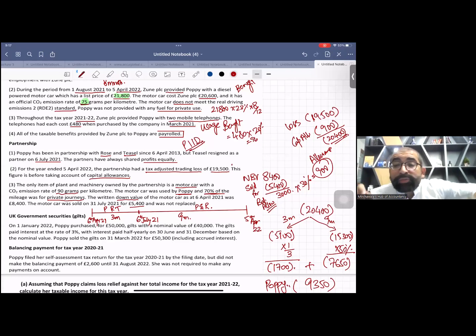This thing you have to do in this question. Okay. So this trading loss of Poppy will set off against current year total income. Now, as a student, you may ask, sir, do we have any total income? Yes. See the above area. We have a big employment income. So we can set off this 9,350.